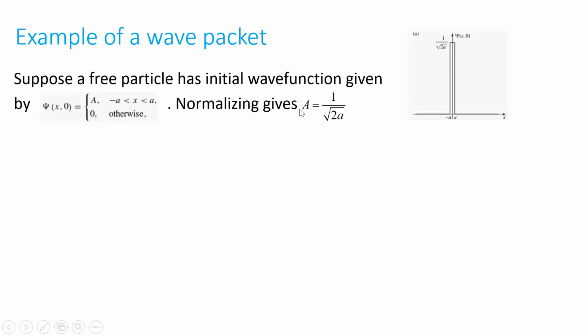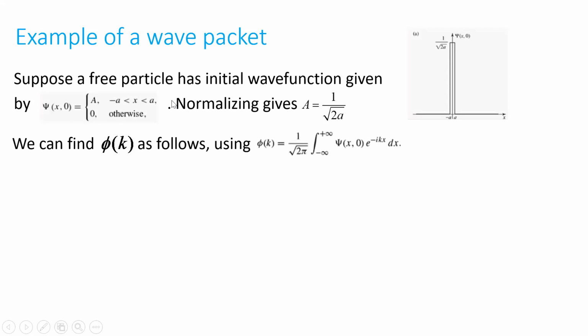If we normalize this, it turns out that this constant A must be 1 over the square root of 2a. And that makes sense because if we integrate psi of x, 0 squared, we're going to get A squared from minus a to a. So A squared is 1 over 2a. And if we integrate from minus a to a, that's a length of 2a. So it'd be 1 over 2a times the length of 2a, which gives 1. So the normalization factor A can be determined to be 1 over the square root of 2a, which is shown in this picture here. The amplitude here is 1 over the square root of 2a.